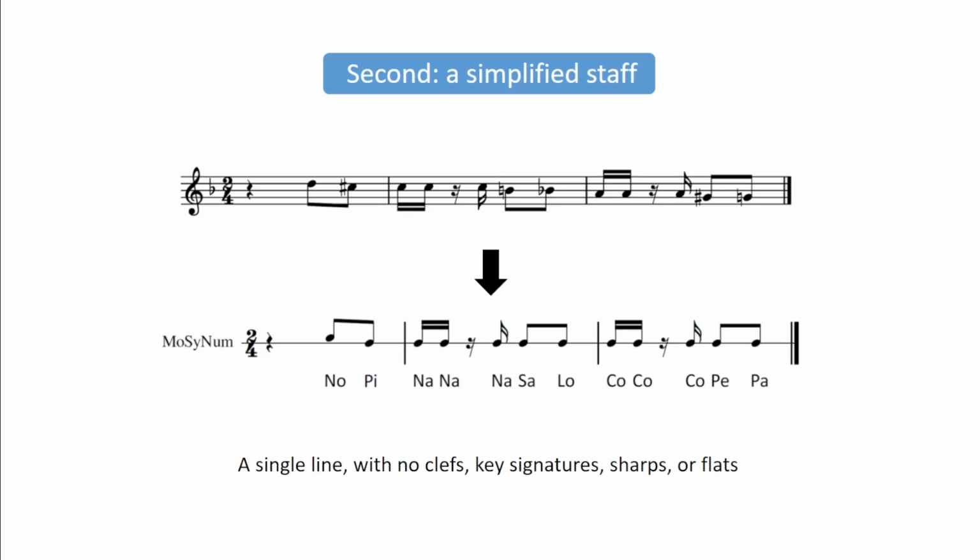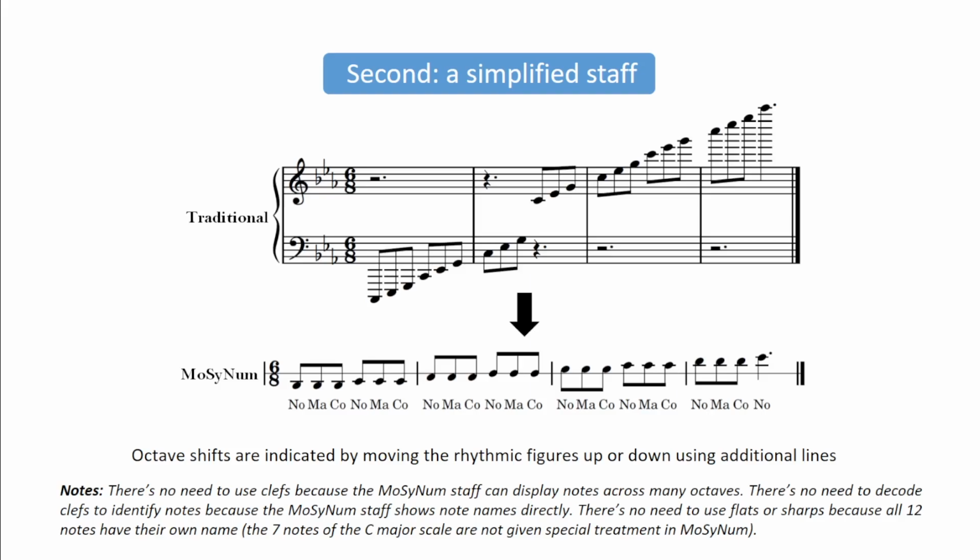The 12 notes of the chromatic scale are identified by their syllables, written below the line. Octave shifts are shown by moving rhythmic figures above or below the main line, using ledger lines. These changes make reading sheet music drastically simpler.